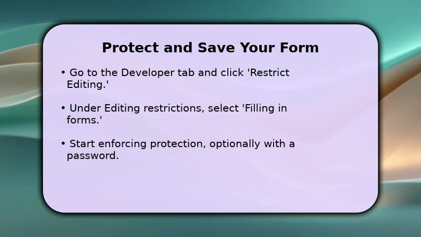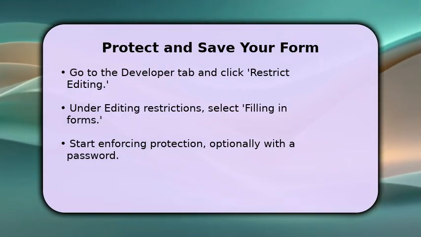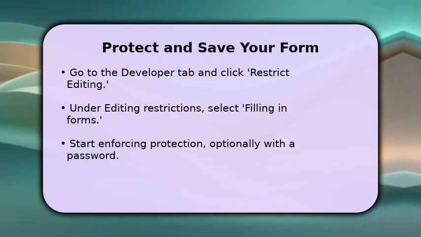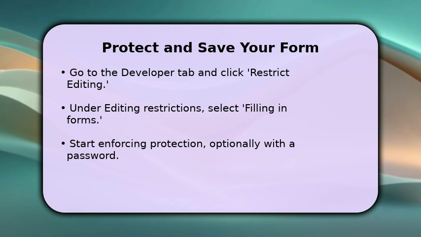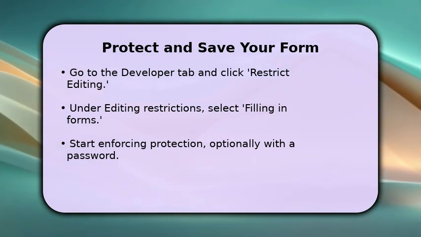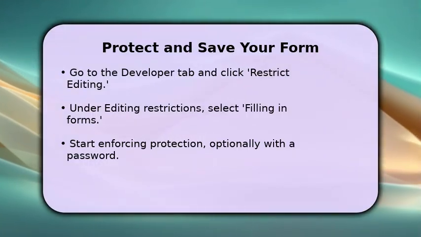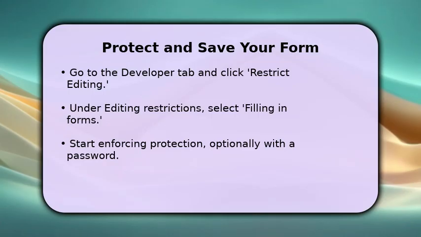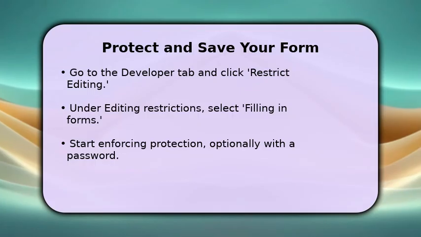Once your form is complete, it's crucial to protect it so users can only fill in the fields, not alter the layout. On the Developer tab, click Restrict Editing. In the pane that appears, check the box for editing restrictions and select Filling in Forms from the drop-down. Then, click Yes, Start Enforcing Protection. You can add an optional password for extra security. Finally, save your document as a Word template for future use.